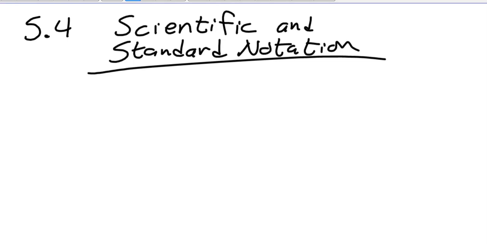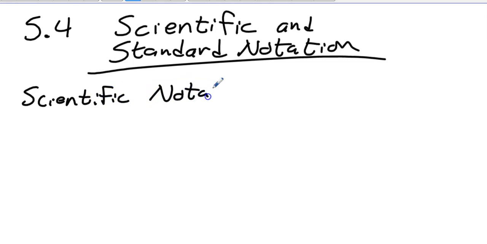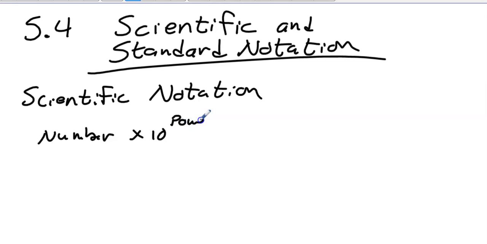Okay, so scientific and standard notation: standard notation is just a number that's written like a regular number. The big thing they're going to have you do is work with scientific notation, going back and forth with the numbers. The basics when you get down to scientific notation is that it's going to be set up in a couple of different ways. You're going to have some number times 10 to a power.